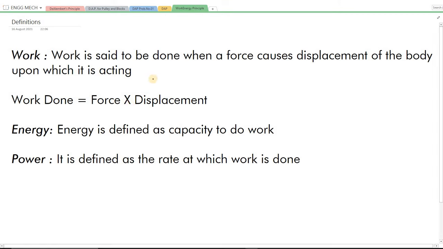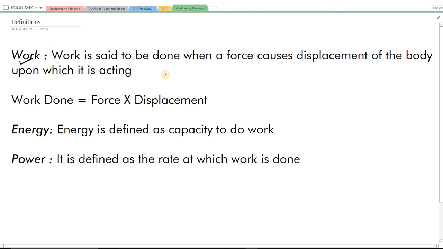So let's take a look at some basic definitions in this unit number 6. Okay, unit number 6 is work, power, energy, and as we saw in unit number 5, we were dealing with D'Alembert's principle. In this unit, the main principle that we will be focusing on is the work energy principle. But before proceeding to the work energy principle, let's see some basic definitions that you are well acquainted with.